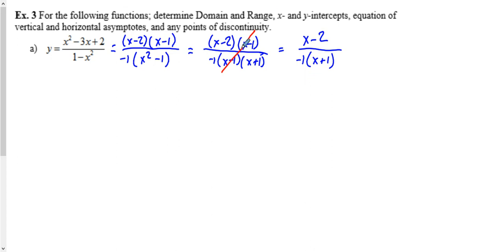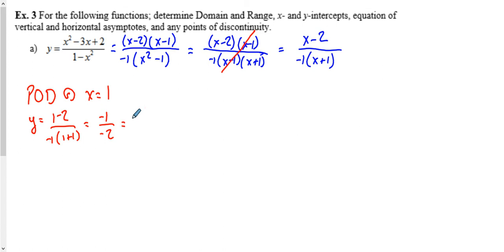There we go. We have my two functions done. Let's start off with our POD because we do have something that canceled out. So my POD is that x equals positive 1. If I have x equals positive 1, I'm going to sub that in for my y value here. So y is going to equal 1 minus 2, negative 1 over 1 plus 1. That's going to get me negative 1 in my numerator, 2 in my denominator, leading it to be negative 1/2. Therefore, we have a POD at x of 1 comma negative 1/2.